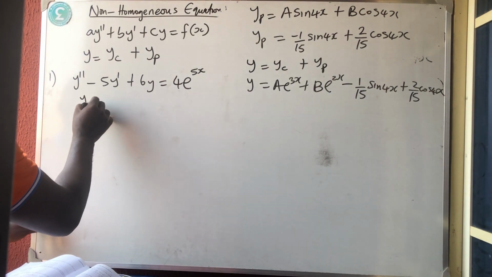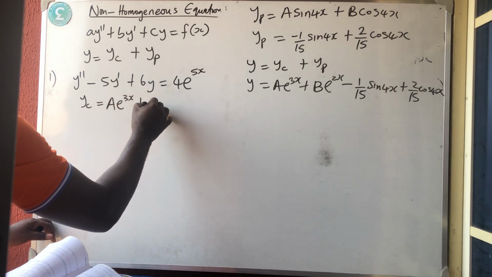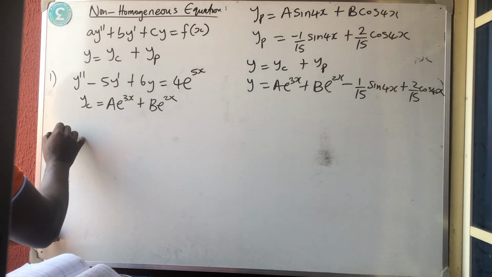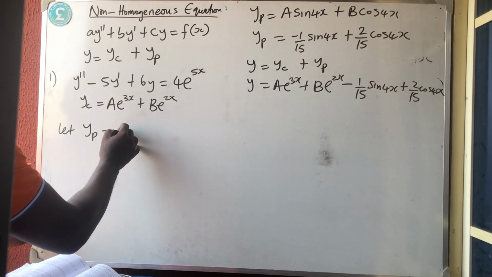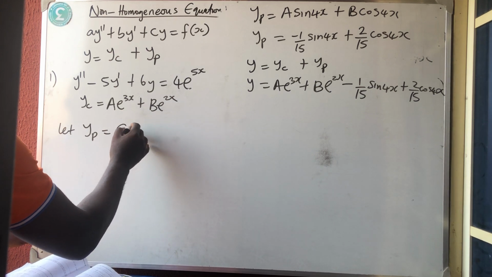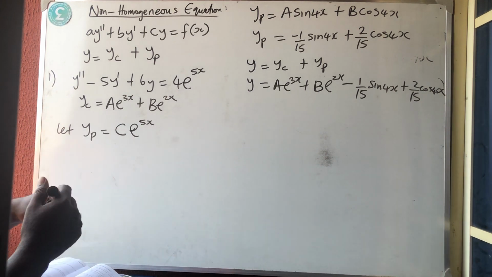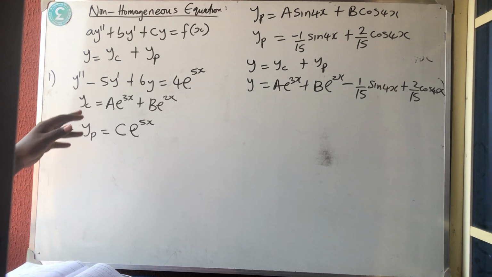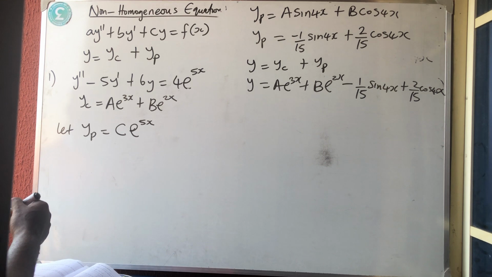We know our yc, how we got it: A e raised to power 3x plus B e raised to power 2x. Our main target is the particular part. Look at how we take it for exponential. Let yp be, since I have a and b, let me call it c, C e raised to power 5x. You could use the letter a, but it's not advisable because I already have a and b. So it's supposed to be c and d, so you don't confuse yourself.